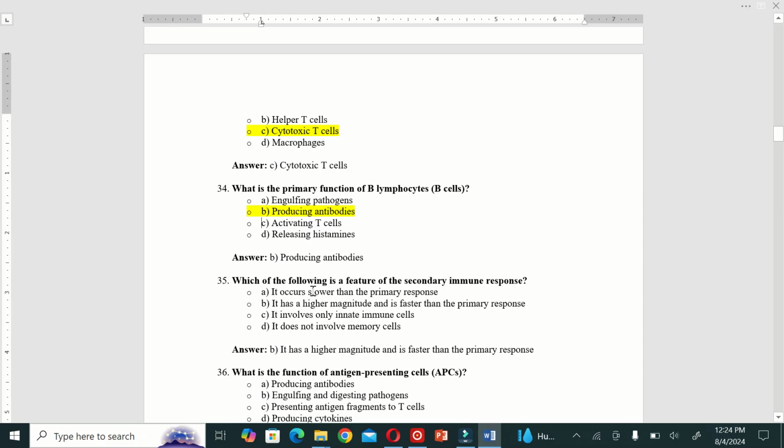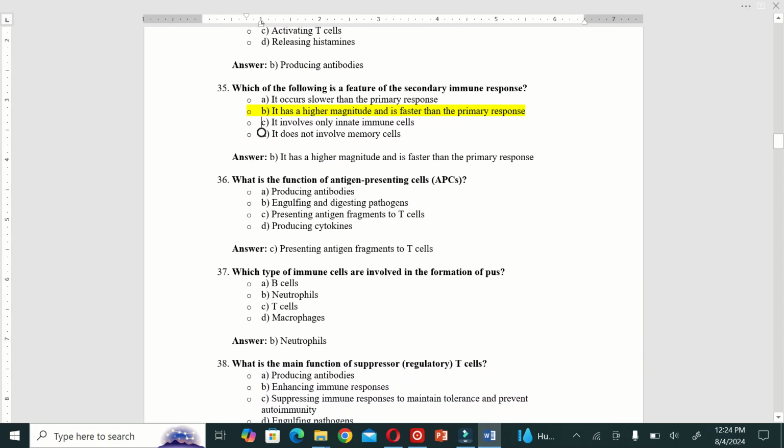The next MCQ is: which of the following is a feature of the secondary immune response? A. It occurs slower than the primary response. B. It has a higher magnitude and is faster than the primary response. C. It involves only innate immune cells. And D. It does not involve memory cells. So the correct option is B. It has a higher magnitude and is faster than the primary response.